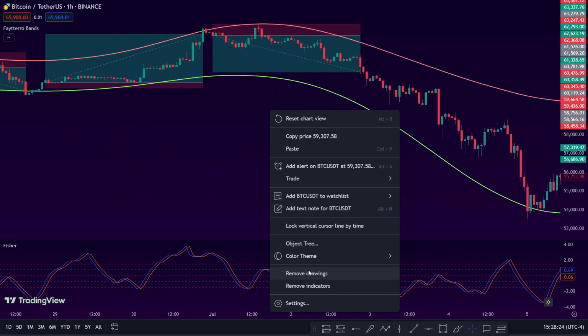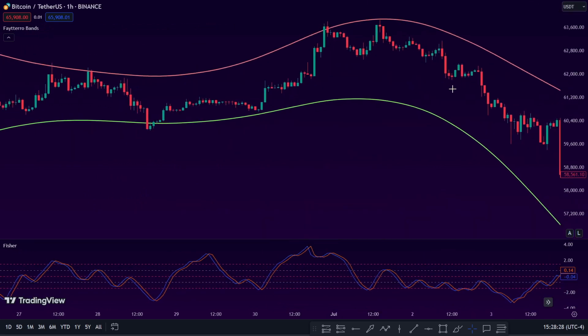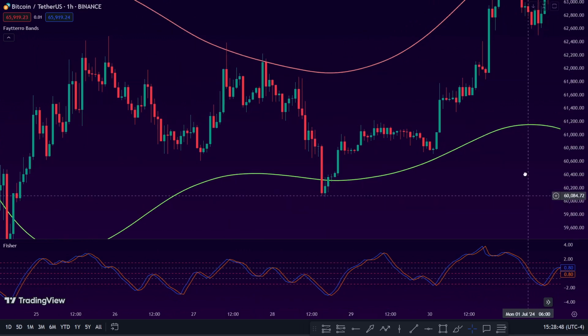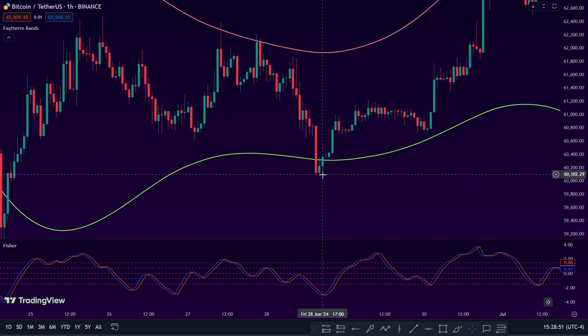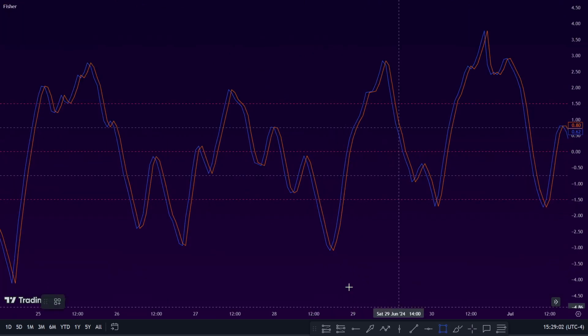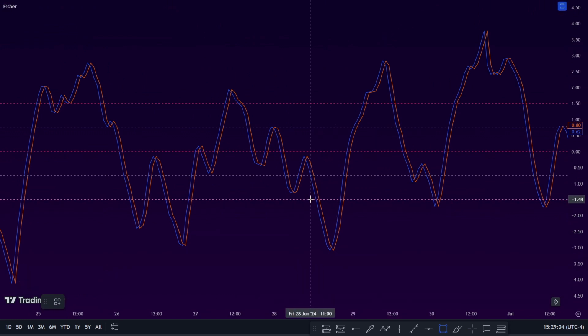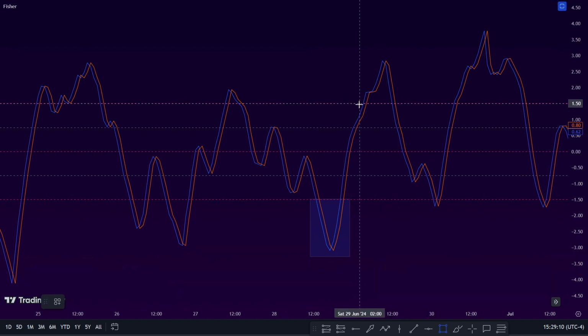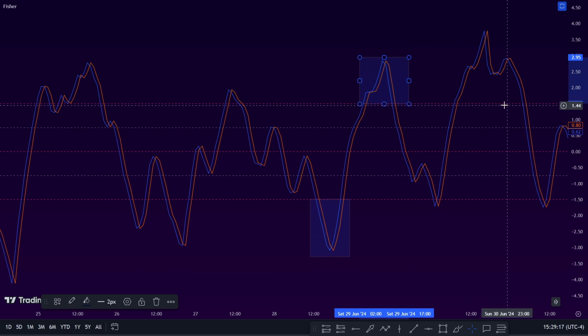Let me delete these positions. So let's start from here. As you can see here, candles go below and hit the bottom line. So when it touched this bottom line, we look at the second indicator. For a buy position, we need to see this type of cross below this level, and for a sell position, we need to see this type of confirmation above this 1.5 line.